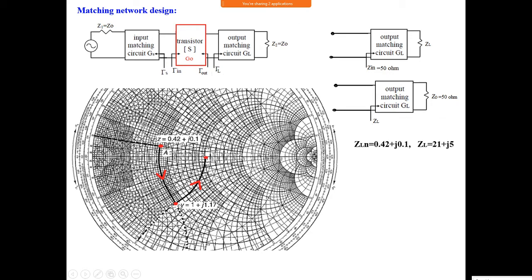Next, starting from here, we move like this on the constant conductance circle in the anti-clockwise direction. It adds an inductor in shunt. You are very familiar with that, how to do that.